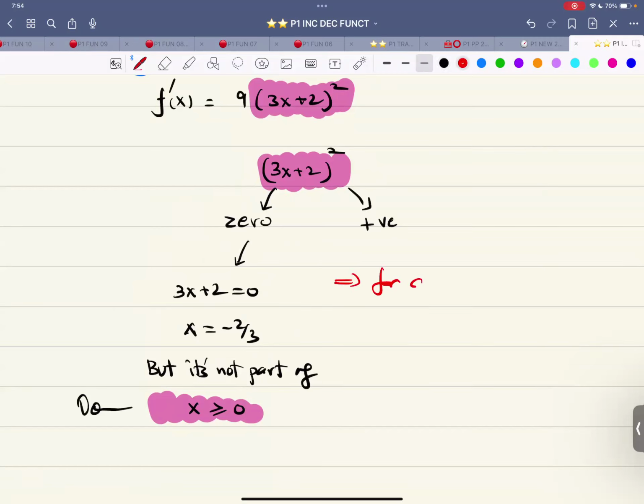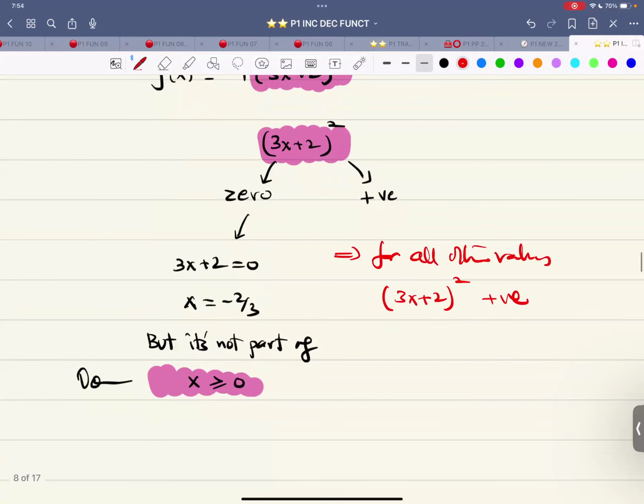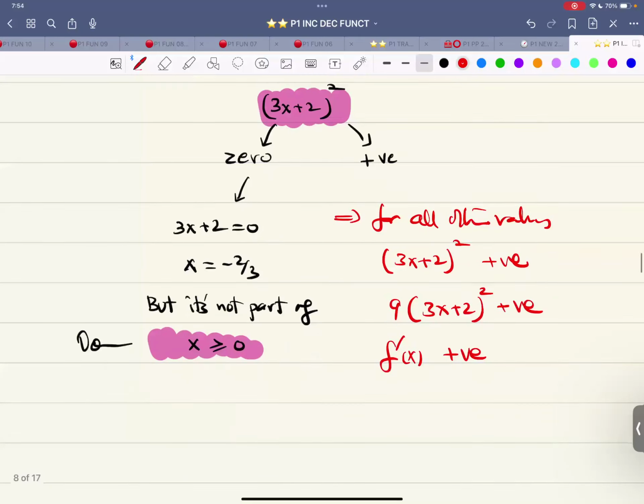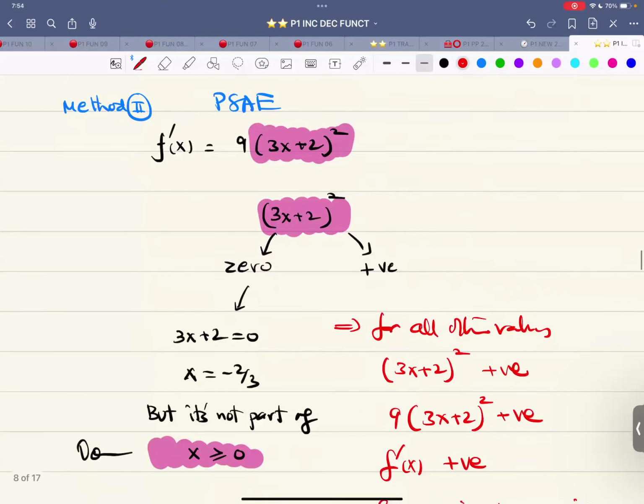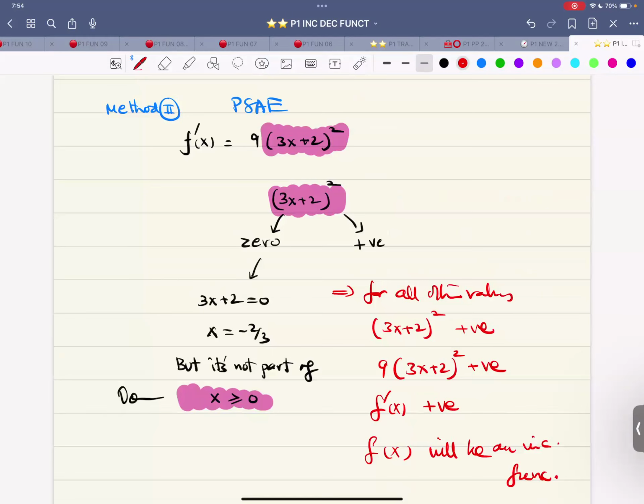Therefore, for all other values, the bracket 3x plus 2 whole square is positive. Even if I multiply it with 9, since that is a positive value, it will be positive. Therefore, f prime x will be positive. Therefore, the function will be an increasing function for this particular domain. All good, all clear? That is what I have used. So now the second method, the PSAE method for the same question. So now this is all good, all clear.